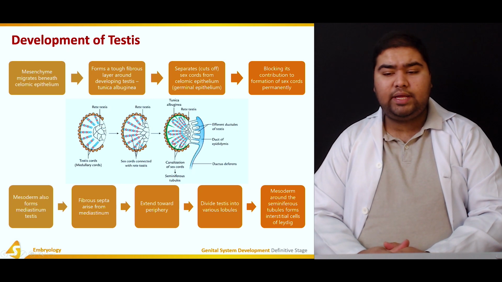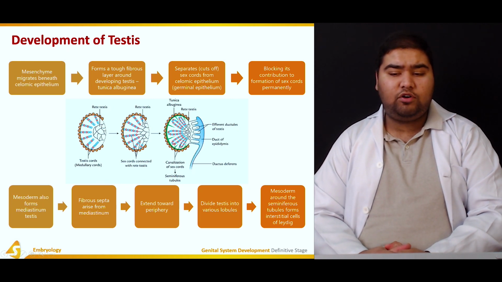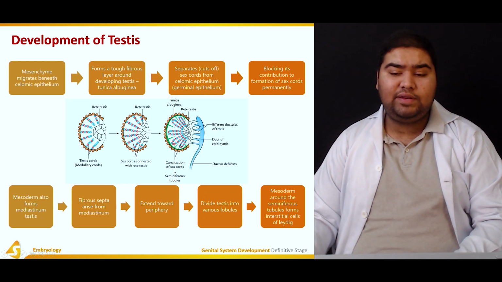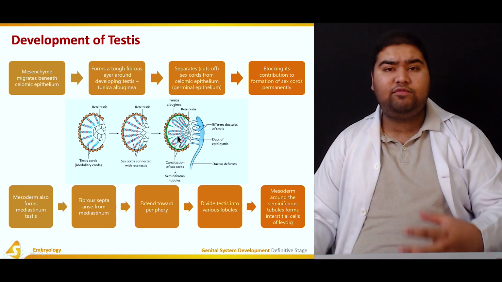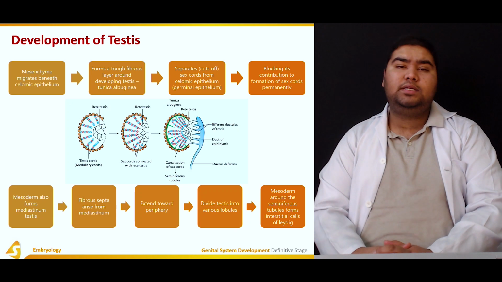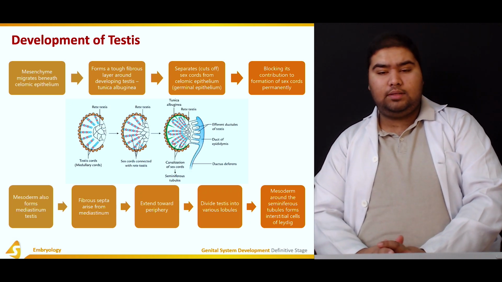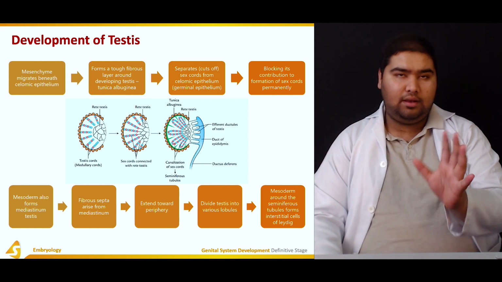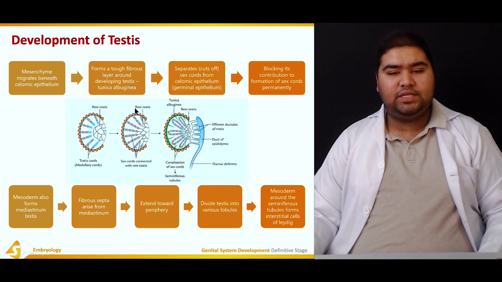Now the mesoderm around the seminiferous tubules forms the interstitial cells of Leydig. So how are the interstitial cells of Leydig formed? From the mesoderm, which surrounds the seminiferous tubules. So it's a lot going on. So I'll recap it. What happens?